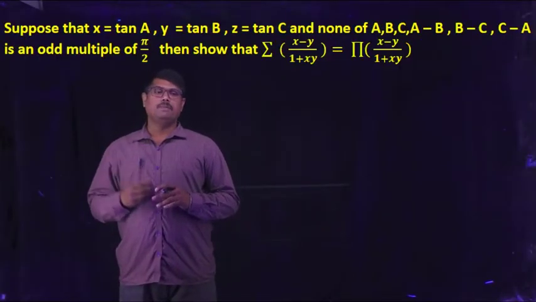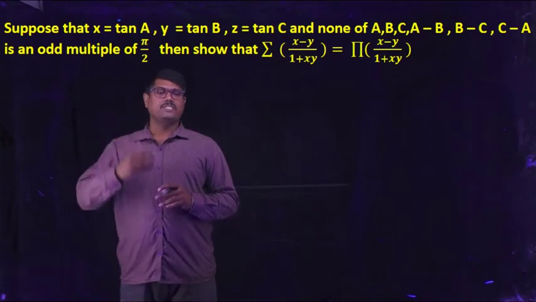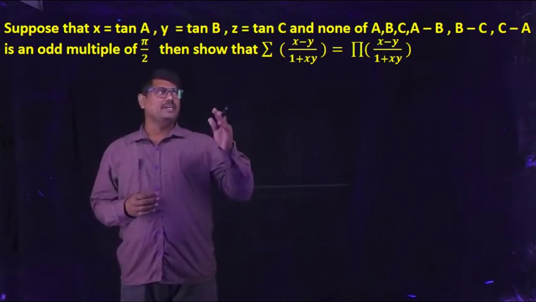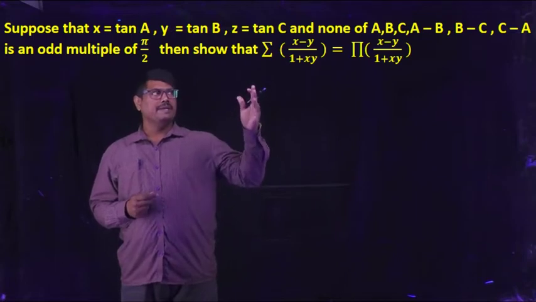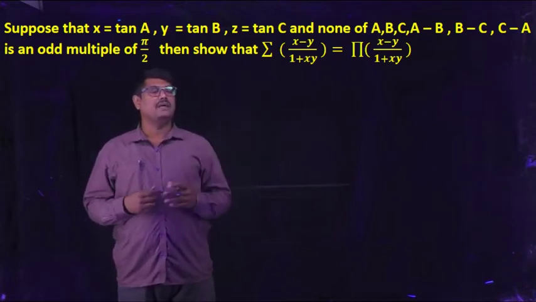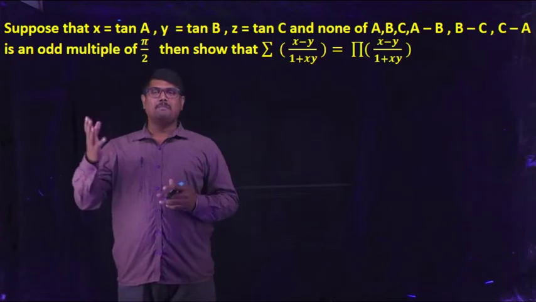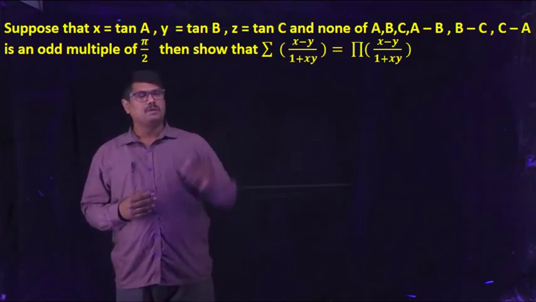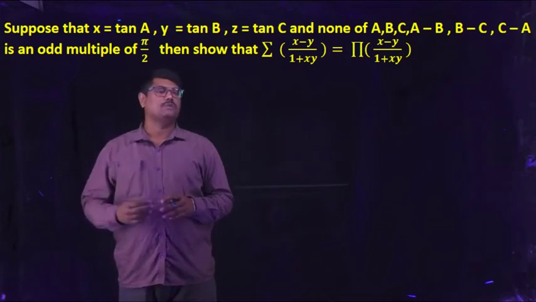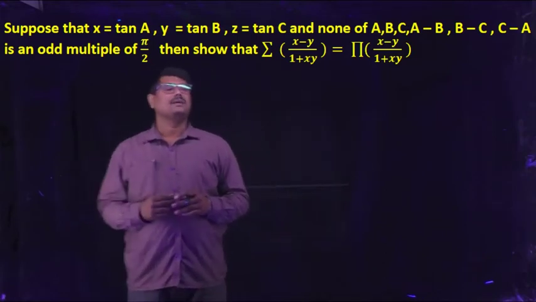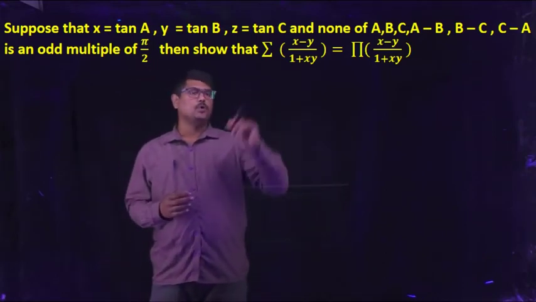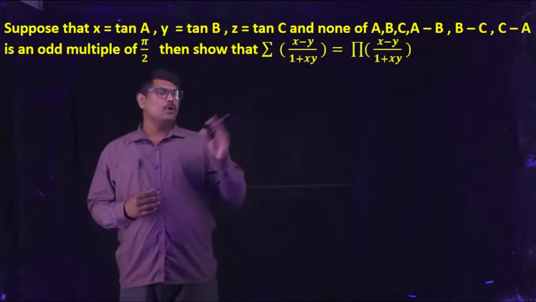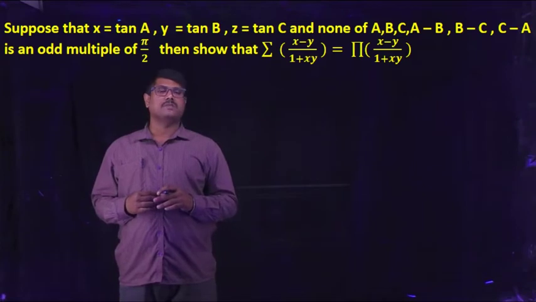In the given problem they have given x, y, z values as tan A, tan B, tan C, and mentioned that A, B, C, A minus B, B minus C, C minus A, none of them are multiples of pi by 2. We will discuss this concept during the problem, why they have given that condition. We need to prove sigma of (x minus y) by (1 plus xy) is equal to the product of (x minus y) by (1 plus xy).